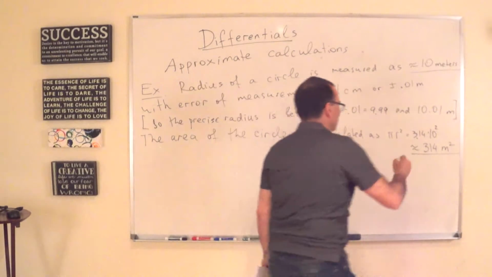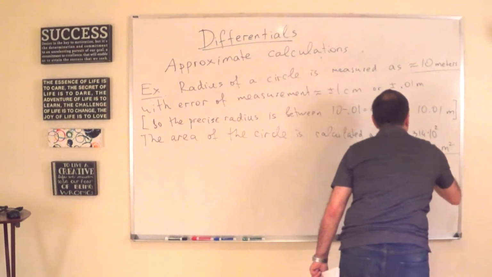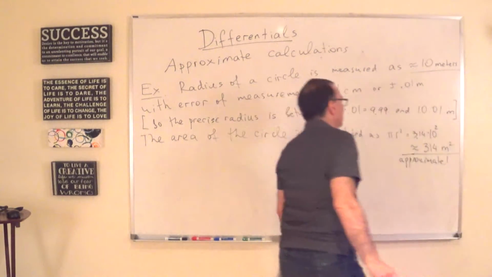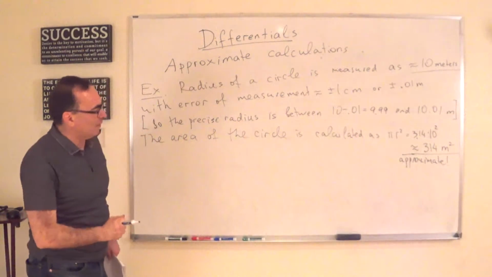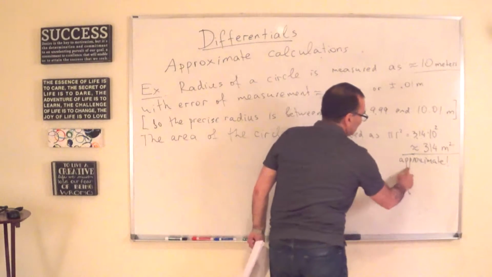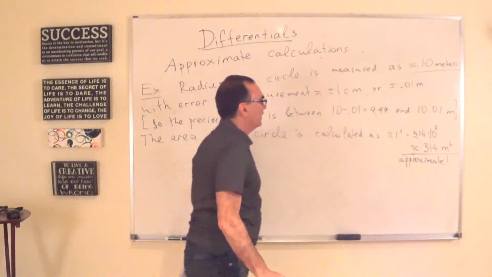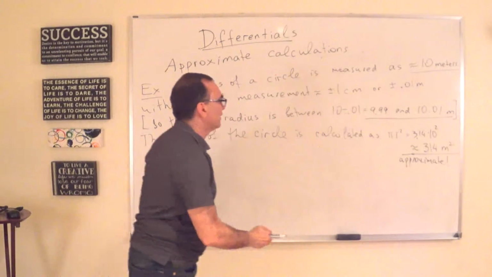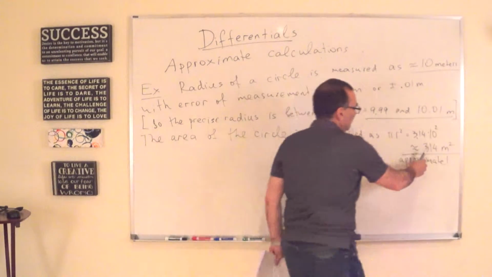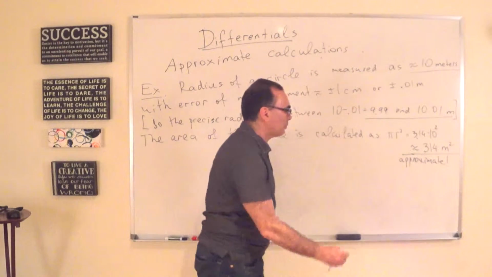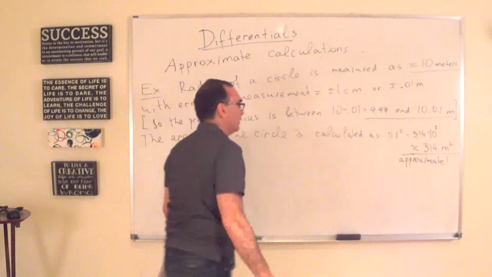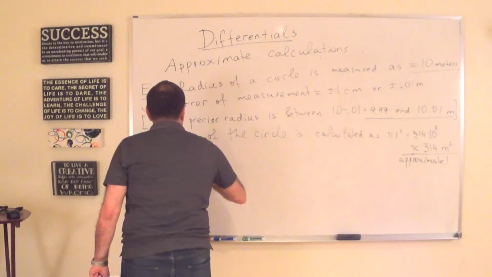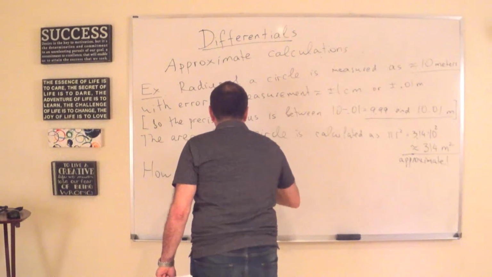And here's the question. This is approximate, it's not precise. What is the error of this approximation for the area? We know the boundaries for this radius. So what are the boundaries for the area? Which means, how good or how bad is this approximation?